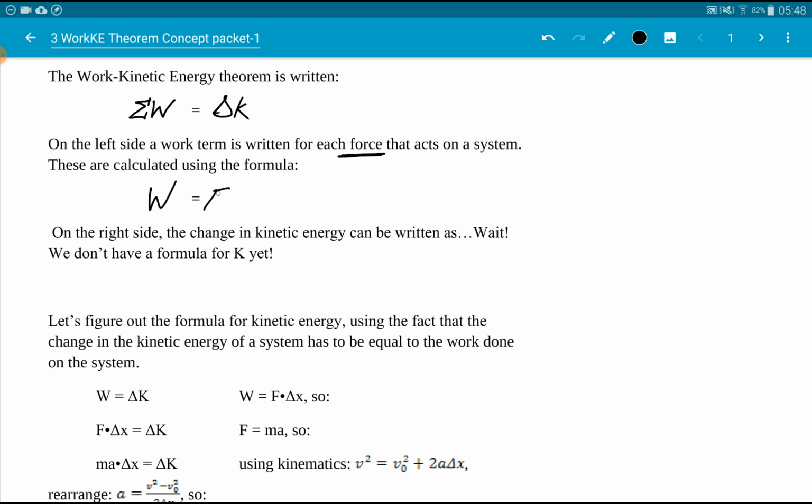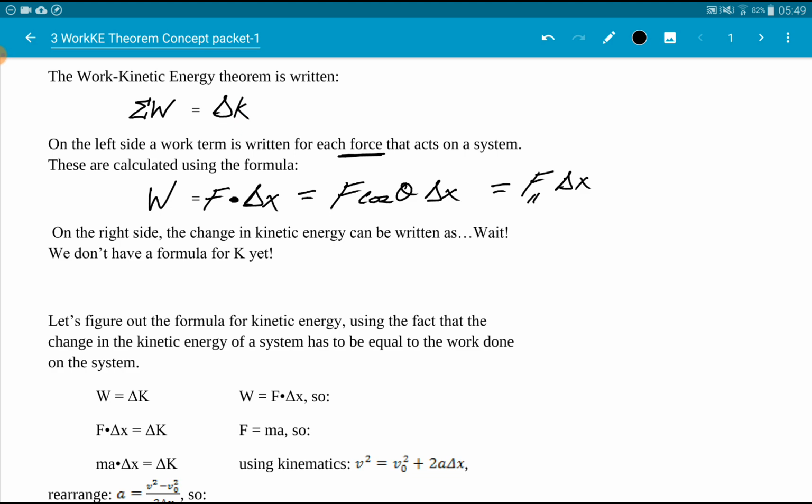Well, it is a force dotted with a displacement vector. That's a dot product there, remember? What does the dot product mean? The dot product is that force times the cosine of the angle between that force and the displacement vector. What does that mean? That means it's just the force that is parallel to that displacement vector that you're multiplying against each other.